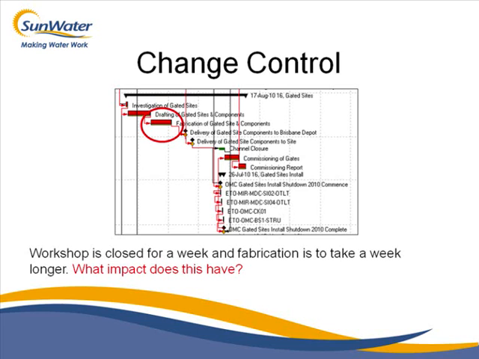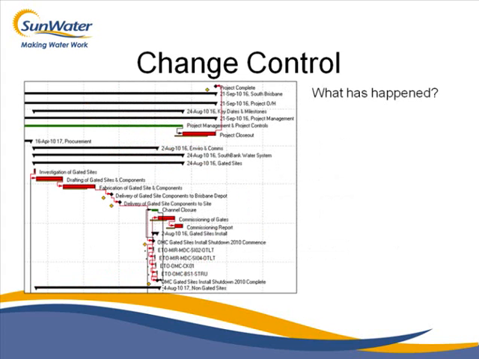So we'll have a look here at the fabrication. After we've done our baseline and everyone's signed off and it's approved, the company comes back and says, oh, look, this has happened. We can't actually do it in that time frame. We need another week. So this is what happens if we have to change the schedule by a week.